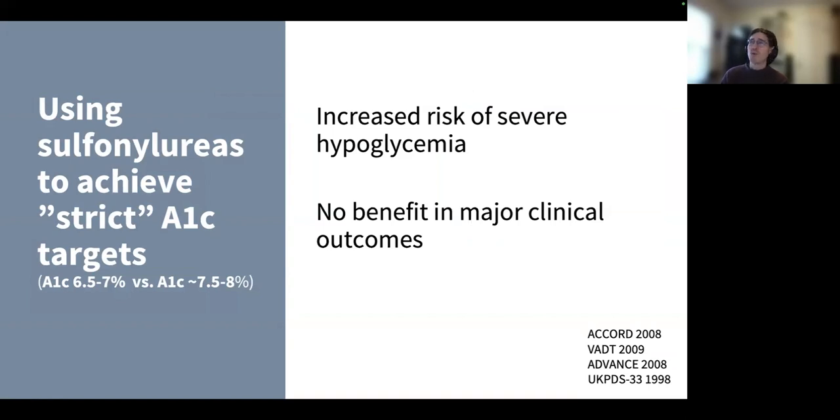And we know from several large randomized controlled trials in the late 90s and early 2000s that using sulfonylureas to achieve low A1C targets increases the risk of severe hypoglycemia. So in the ADVANCE study, the number needed to harm was around 80 over 5 years. And then in ACCORD, it was around 9 over 3 years. So using sulfonylureas or insulin to achieve strict A1C targets increases the risk of severe hypoglycemia. So we want to avoid those agents.